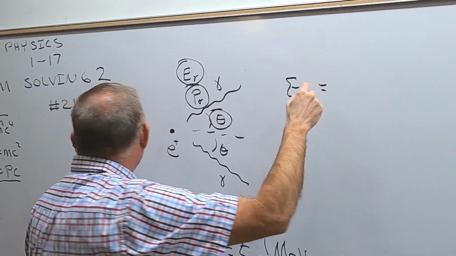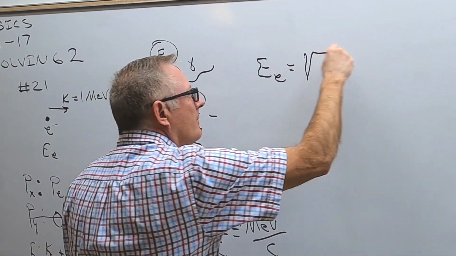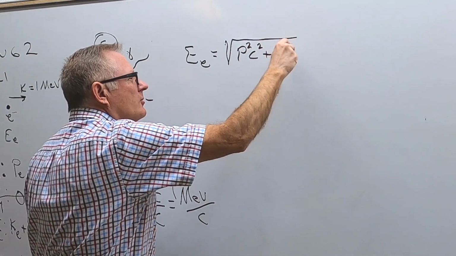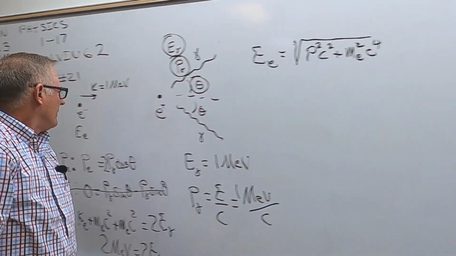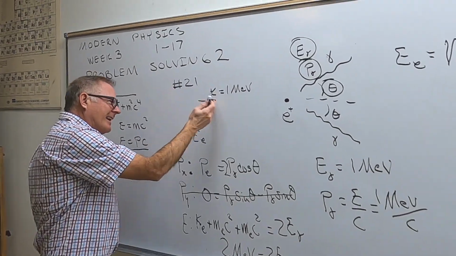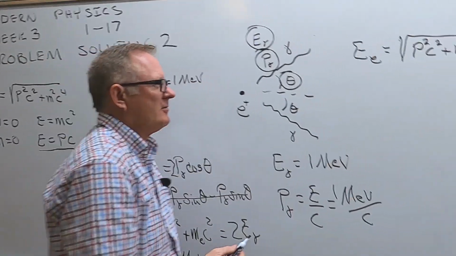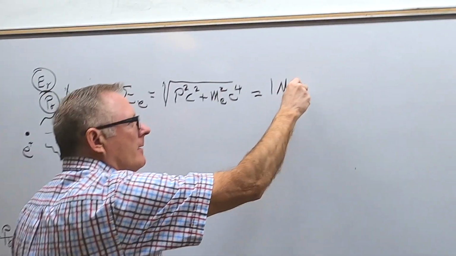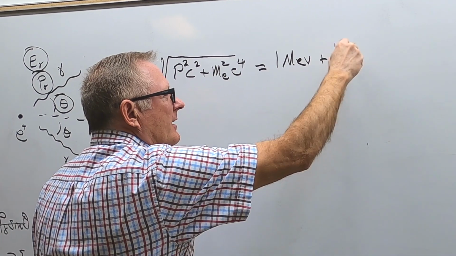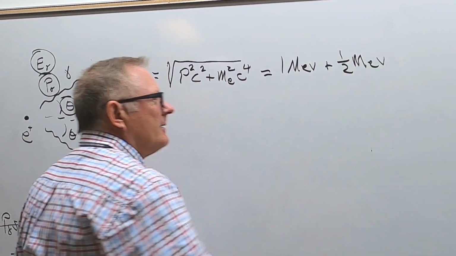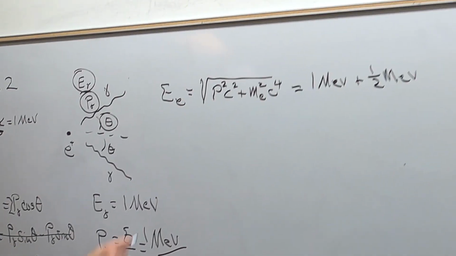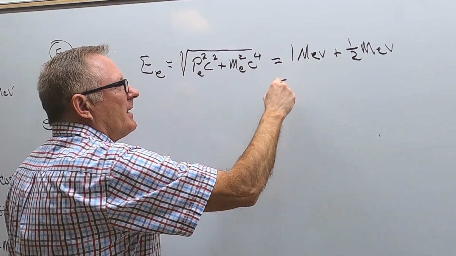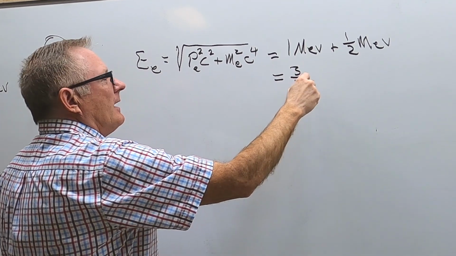We can write it 2 ways. We can write it as the square root of P squared C squared plus mass of the electron squared C to the 4th. Or we could write it as the kinetic plus the rest mass. There's 2 equations for it. So it's also equal to the kinetic, which is 1 MeV, plus the rest mass, which is a half an MeV. Remember we said it's 0.5. So this will give me the momentum of the electron. This over here was just 3/2 MeV.